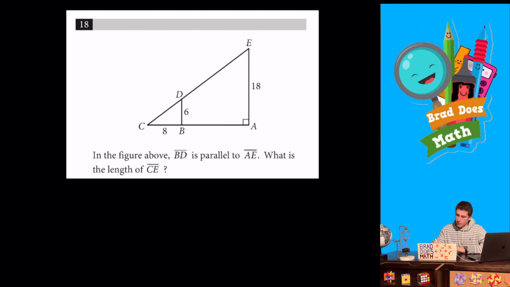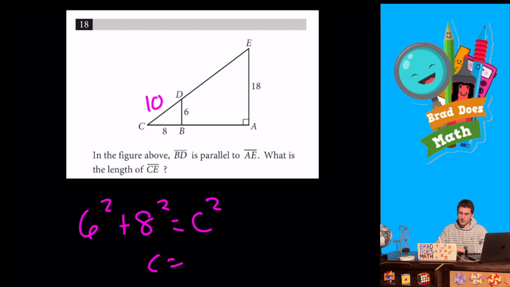So we want to know the length of CE. So that goes with CD. We don't know CD, but we can use the Pythagorean theorem to find it, or we could use our 3, 4, 5 triangle to find that. So this is going to be your 3, this will be your 4, and this will be your 5 with everything doubled. You could have done 6 squared plus 8 squared equals C squared. That would get you C equals 10 as well. And now we know CE is 3 times as long as the small one. So our answer here is 30.